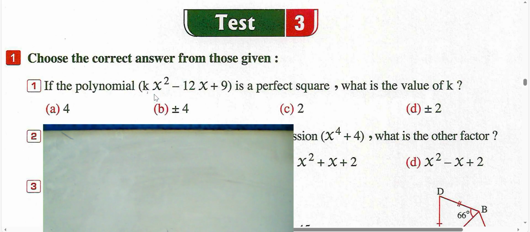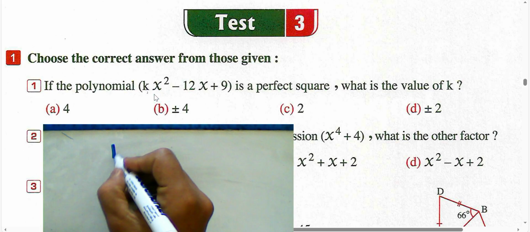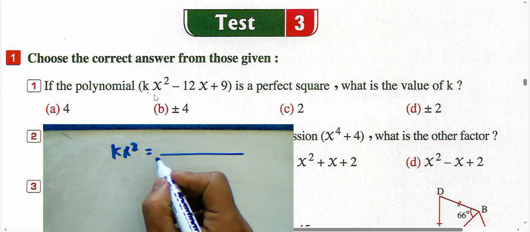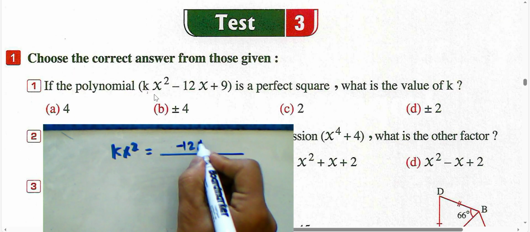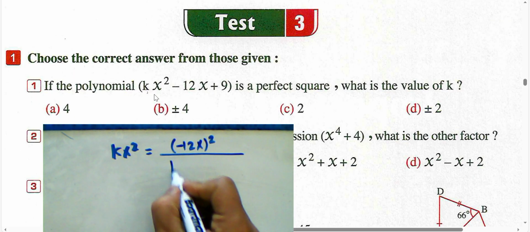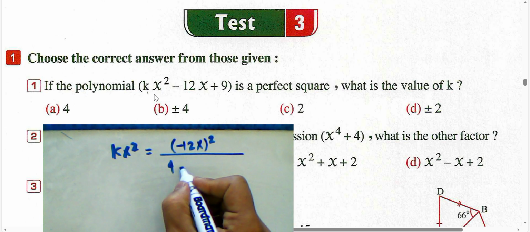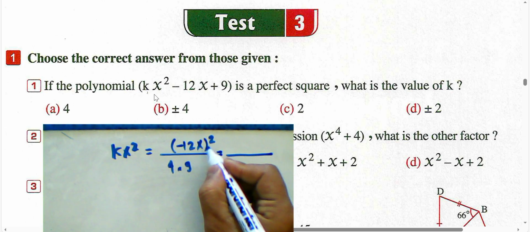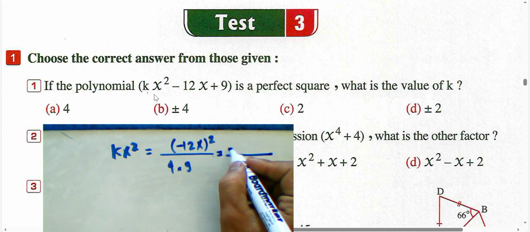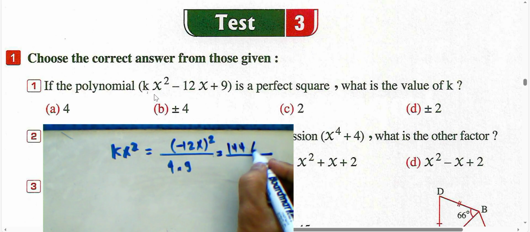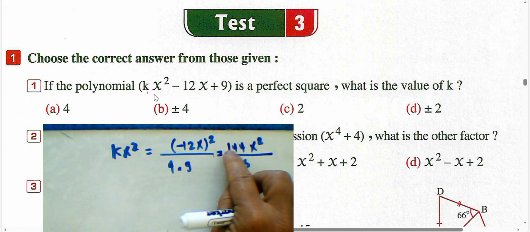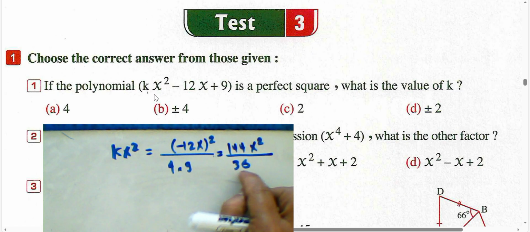K here lies in the first term, so kx power 2. We can write the middle term, negative 12x, power 2, over 4 product by the third term, which here was 9. Then negative 12 power 2 will be 144, and x also power 2. 4 times 9 is 36. 144 divided by 36 equals 4.